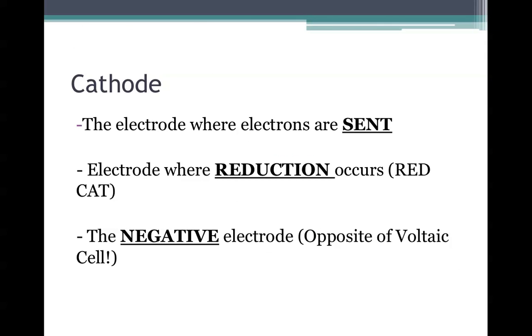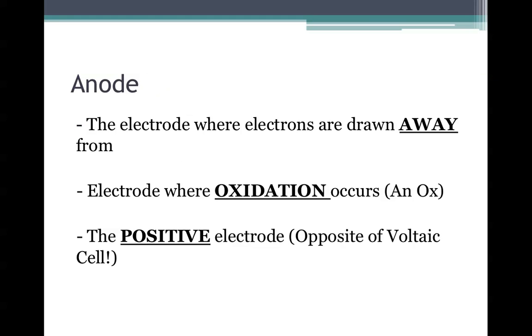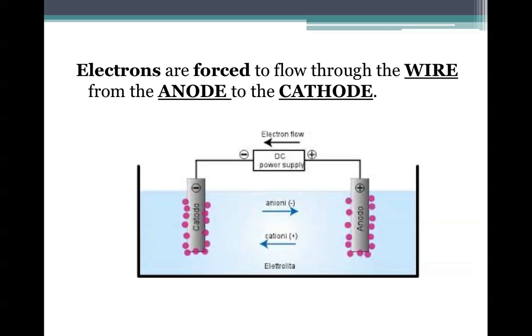So just to recap, cathode is where the electrons are sent to. This is where reduction is still occurring. However, we consider this the negative electrode. Anode is where electrons are drawn away from. This is where oxidation occurs. And unlike voltaic cells, this is our positive electrode. So electrons are forced to flow through the wire from the anode to the cathode. And so we can see that in terms of a power supply being present.